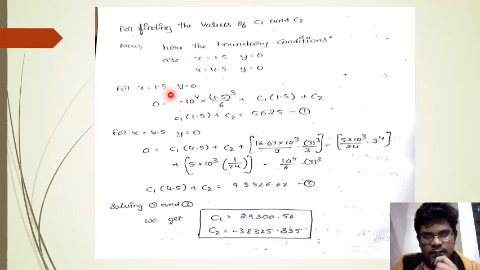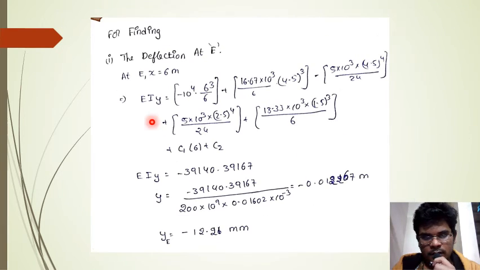Now substituting the values of x is equals to 1.5 and y is equals to 0 in the equation, we get C1 of 1.5 plus C2 is equals to 5625, and x is equals to 4.5 and y is equals to 0 gives C1 of 4.5 plus C2 is equals to 93526.67. Solving these two equations will give C1 value and C2 value. As we got the C1 and C2 value, now we are going to find the deflection at E.